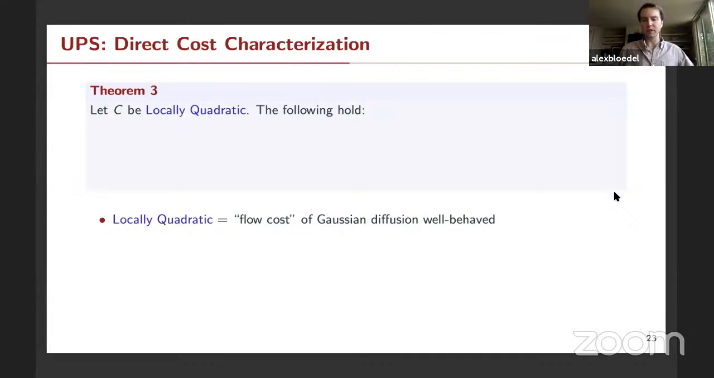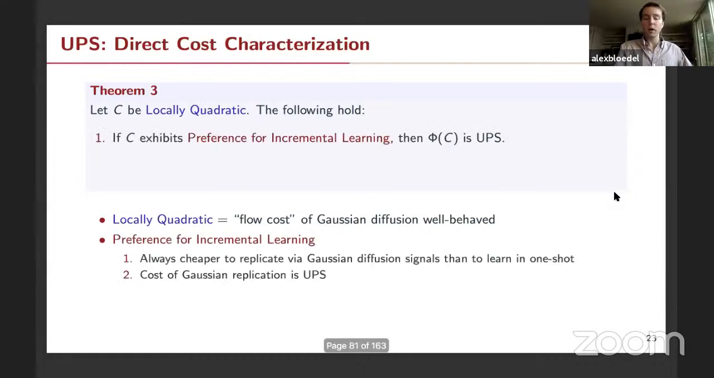So formally, what this theorem says is, under a technical condition on the direct cost that we call local quadraticity, which basically means that the flow cost of Gaussian diffusions is well behaved, then on the one hand, if the direct cost exhibits this property called preference for incremental learning, then the indirect cost is UPS. Preference for incremental learning means that it's always cheaper to learn via Gaussian diffusion signals than it is to learn in one shot. Moreover, the cost of Gaussian strategies is UPS, just as in the Morris-Strack example.